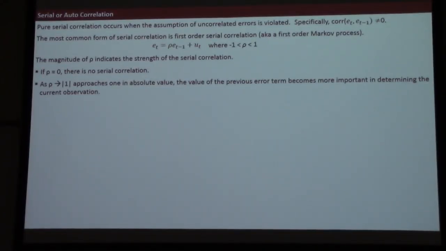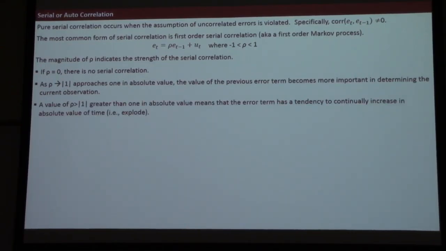We're going to assume that rho is somewhere between 1 and minus 1 so that the error terms don't explode. So if the error terms are correlated, they're going to diminish over time, and we'll be fine. Again, if rho is equal to 0, there's no serial correlation. As it approaches 1, it means our errors in the previous periods become more and more highly correlated.